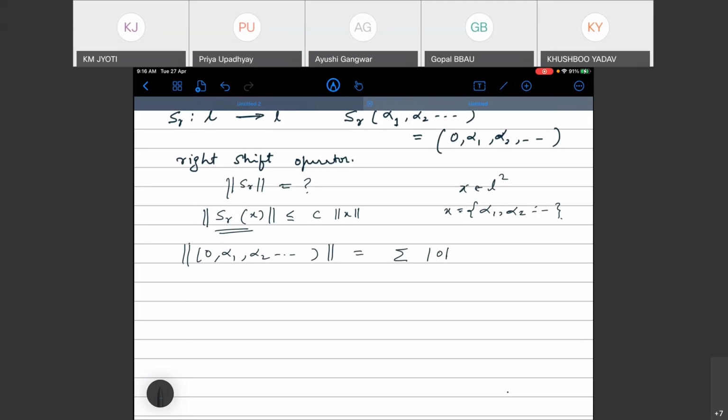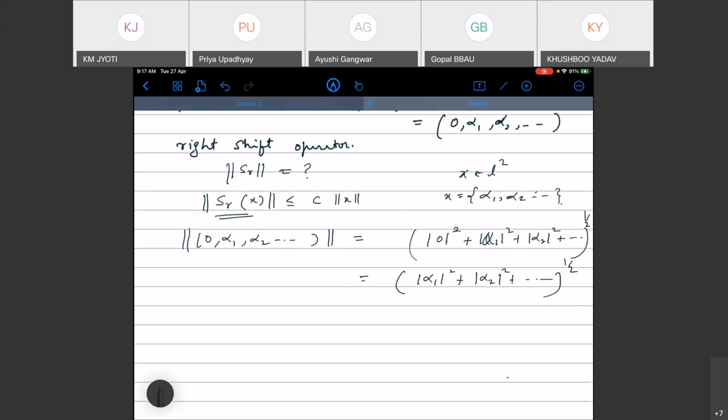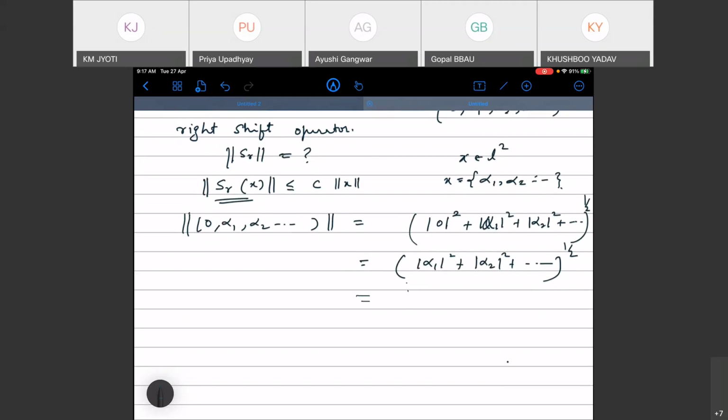Okay. Let me first write the full expression of the norm. This is the norm, which is nothing but, because the first term is 0, the norm of alpha 1, power. Okay.